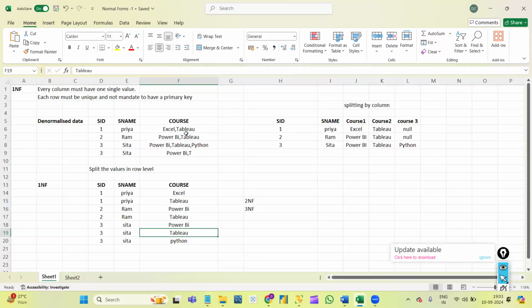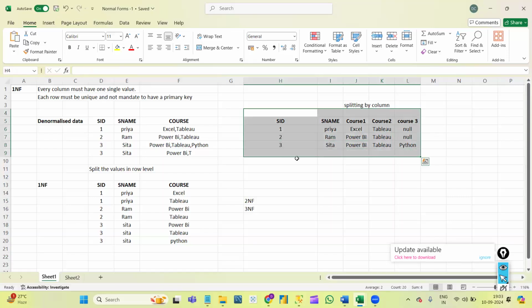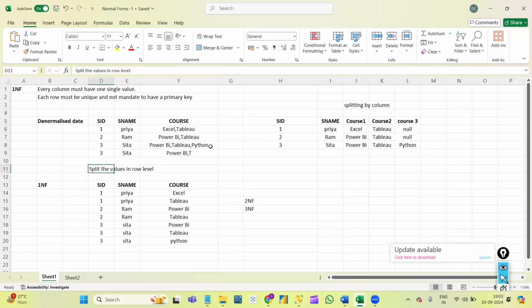There are 2 ways for splitting. If I split by column, the first rule will be satisfied, but as I said yesterday, if we have many courses, suppose 4 or 5 courses for one student, I should keep writing course 1, course 2, course 3, like this. For the remaining students we need to fill in null values. So we will avoid splitting by column. We will split the values by row only. I hope this is clear, correct? Whatever we discussed yesterday.